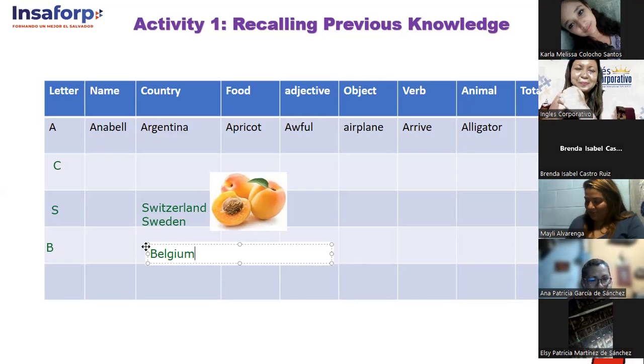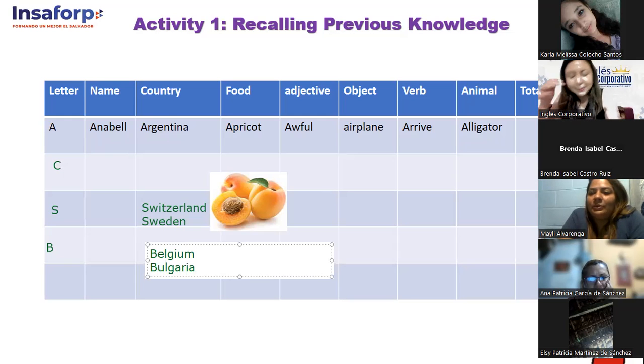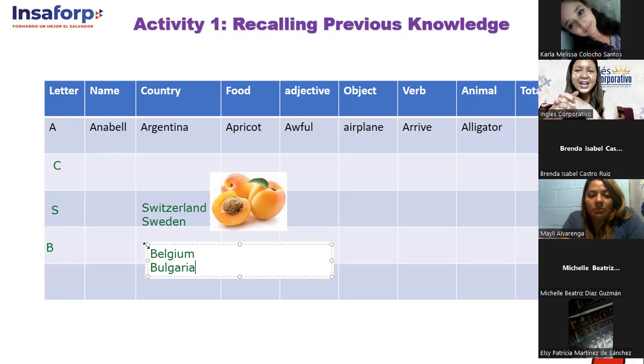Okay. Verb. Become. Yes. Bring. Break. Back. Broken. Okay. Broken or break. Animal. Bear. Butterfly. Yes. Very good. Excellent. Okay, so just one correction. Yes, Bulgaria is the same.